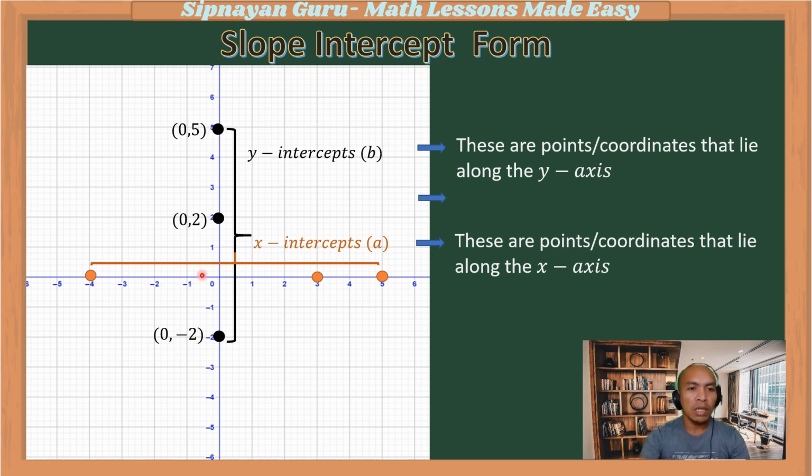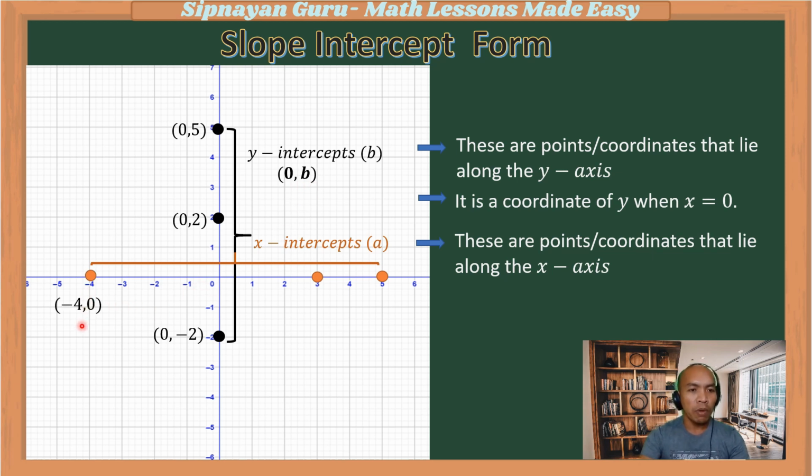What have you noticed about the x-coordinate when the point is located along the y-axis? The value of x here is always 0. So in layman's terms, the y-intercept is the coordinate of y when x is equal to 0. Since the y-intercept is a coordinate, we can represent it as (0, b).